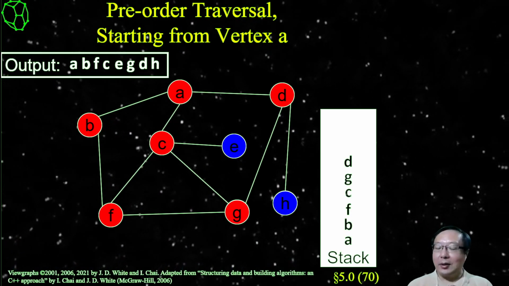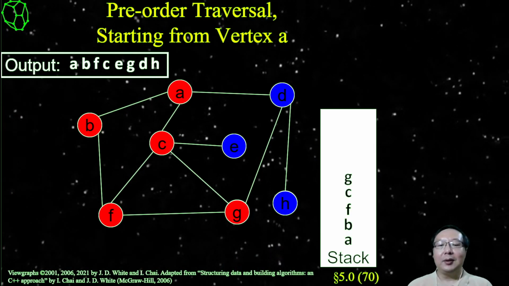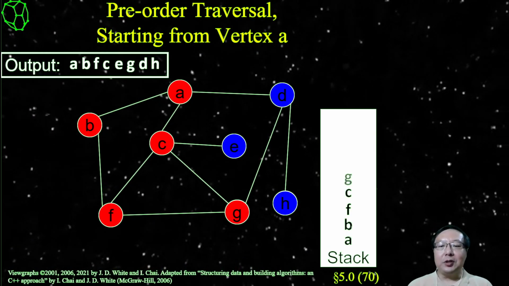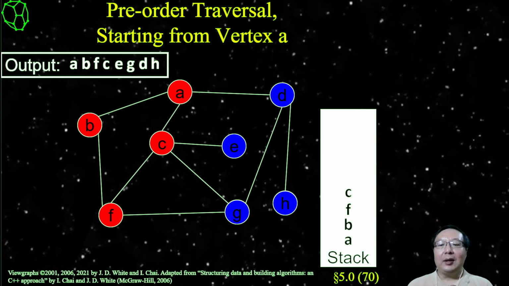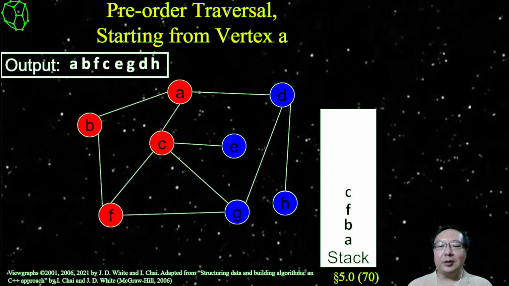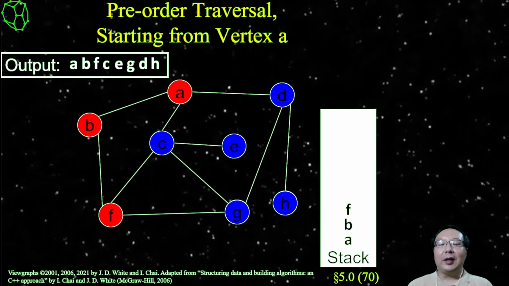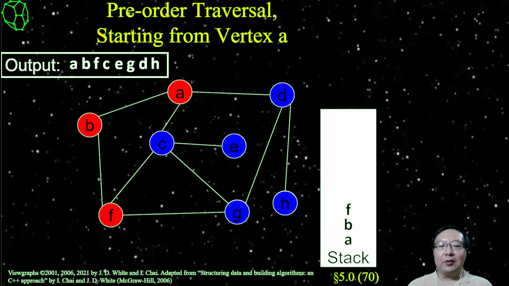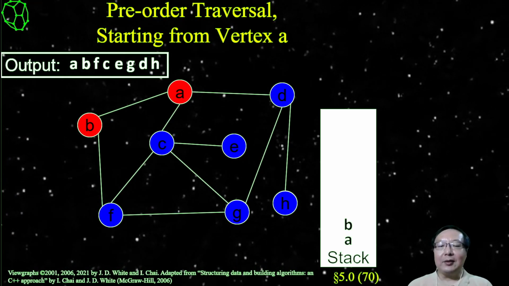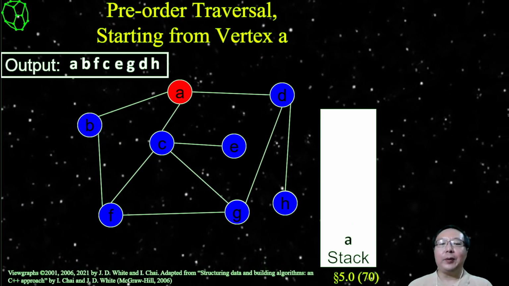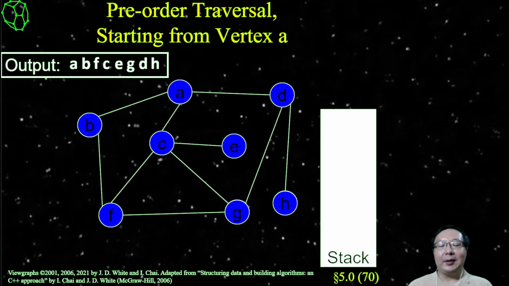And D has nothing else, so we pop D off the stack and go back to G. And G has nothing else, so we pop G off the stack and go back to C. And then C has nothing else, so we pop C off the stack and go back to F. And F has nothing else, so we pop F off the stack and go back to B. And B has nothing else, so we pop B off the stack and go back to A. And A has nothing else, so we pop A off the stack and we are done.